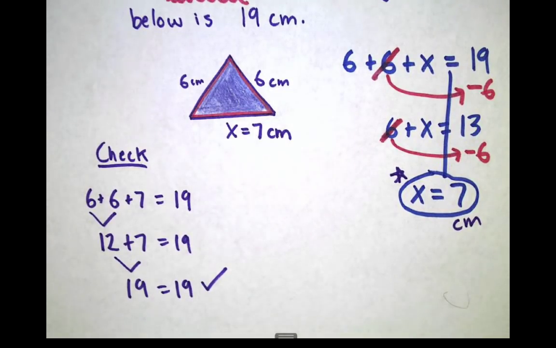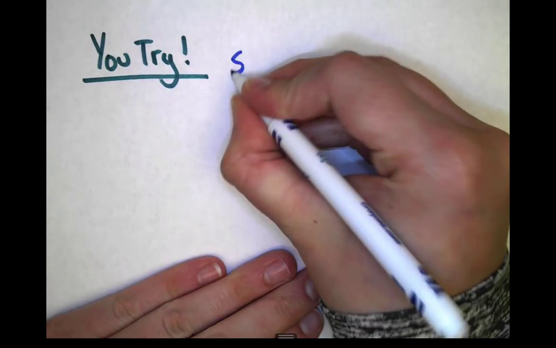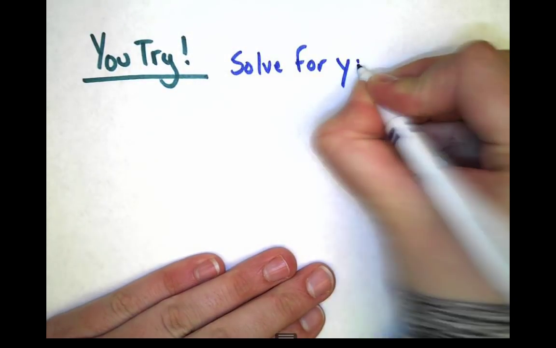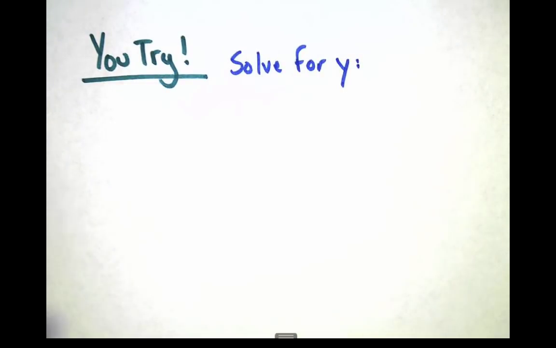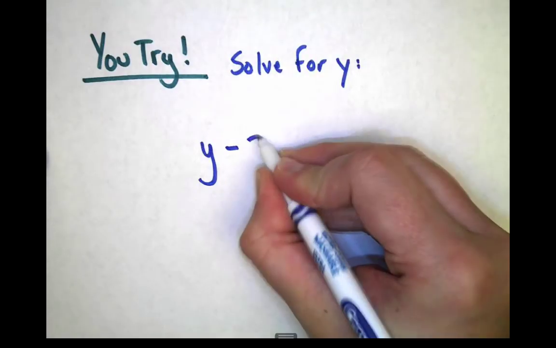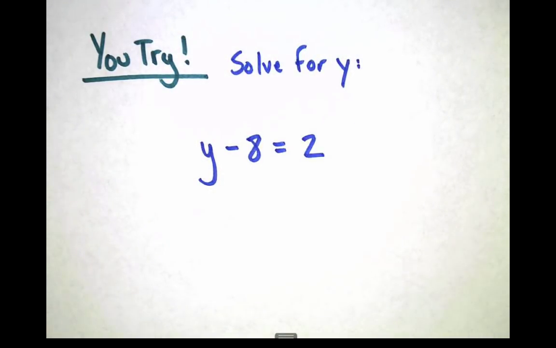Okay, before we end this video, time for you to try. Let's see if you're feeling good about these. So here is your you try problem for today. We're going to say solve for y. Let's change the variable. Solve for y. And here is your problem. y minus 8 equals 2. Go ahead and pause the video. See if you can pause your device and solve this by yourself.